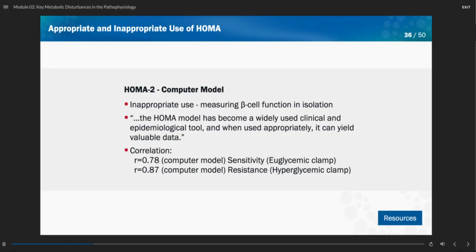So inappropriate use would be measuring beta cell function in isolation. And to quote the article, the HOMA model has become a widely used clinical and epidemiologic tool, and when used appropriately, it can yield valuable data. Correlation coefficient is good, 0.78, computer modeling for sensitivity via the euglycemic clamp, 0.87, computer model on the resistance measured in the hyperglycemic clamp.